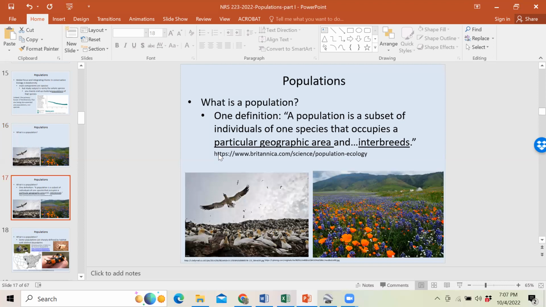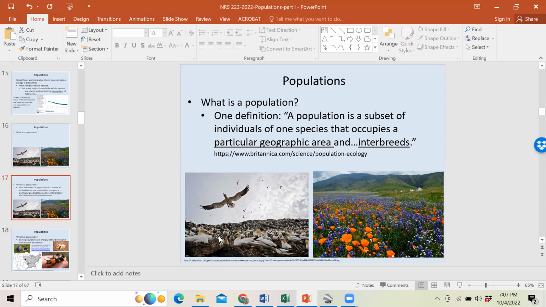One definition is that a population is a subset of individuals of one species that occupies a particular geographic area and interbreeds. So let's think about that for a moment. It's one species, but it's a subset of the one species. It occupies a particular geographic area, but that itself could be not distinct, and it interbreeds. So individuals within that thing we're calling a population can move back and forth, and at least potentially breed with each other.